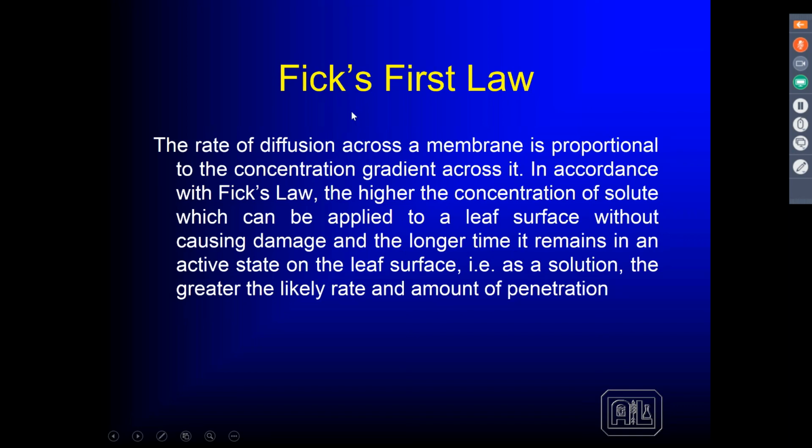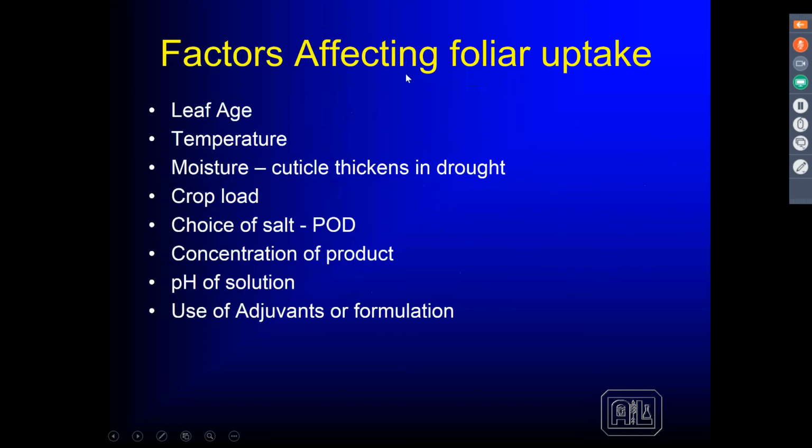how these things work, basically. So, factors affecting foliar uptake: leaf age, the older the leaf, the lower the uptake; temperature; surrounding leaf moisture. The drier it is, the thicker the cuticle, so it's harder for that nutrient to penetrate through the cuticle. The higher the crop load, the faster the uptake. Choice of the nutrient we're looking at, the type of salt we're using, that's referred to as the point of deliquescence, and I'll talk a little bit about that here in a second.